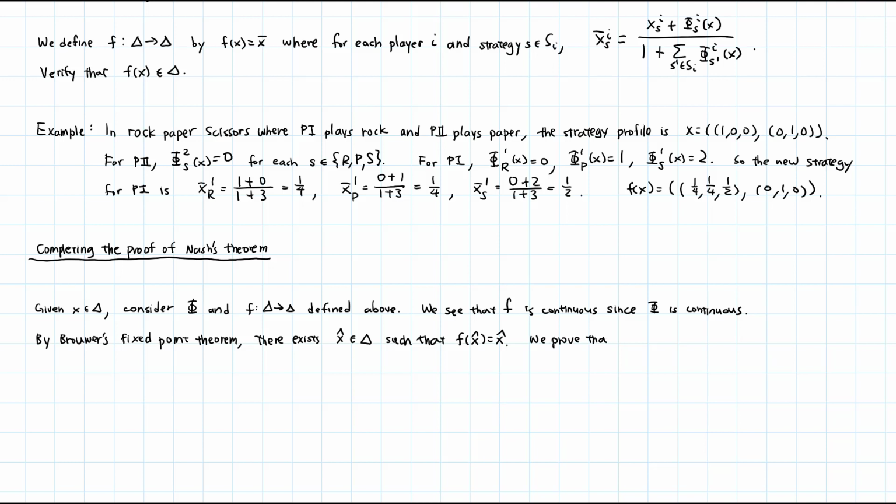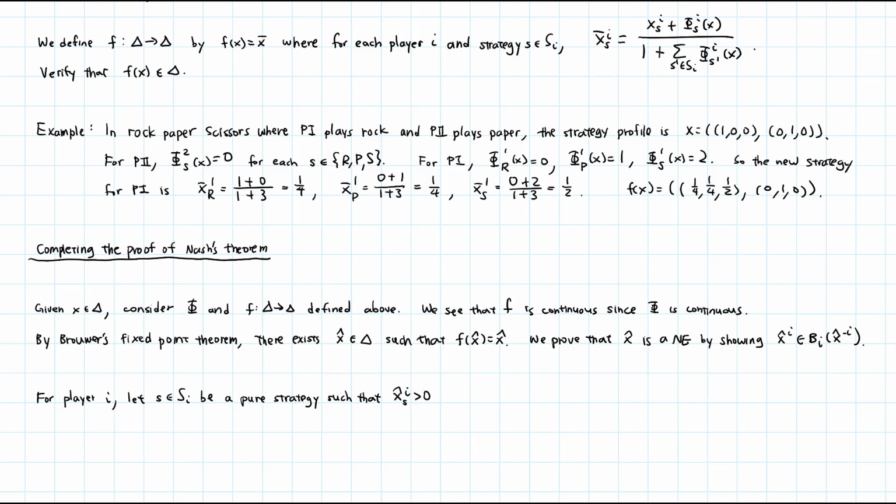We now prove that x hat is a Nash equilibrium by showing that the strategy that player i plays, x hat i, is in the best response function of the remaining players' strategies, x hat minus i. For player i, we let s be a pure strategy for player i such that x hat s_i is greater than 0, meaning player i has assigned positive probability to strategy s, and the utility for player i of playing s is at most the utility of x hat. As an exercise, show that such a strategy s exists.